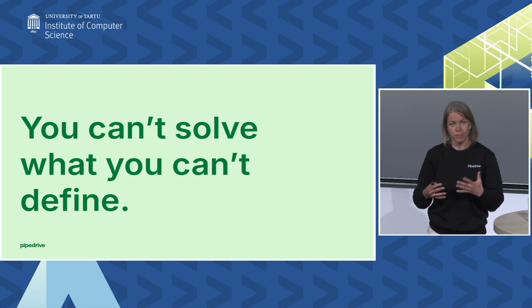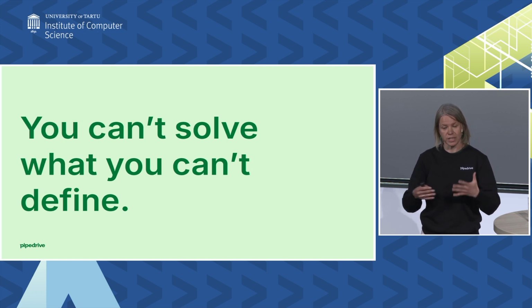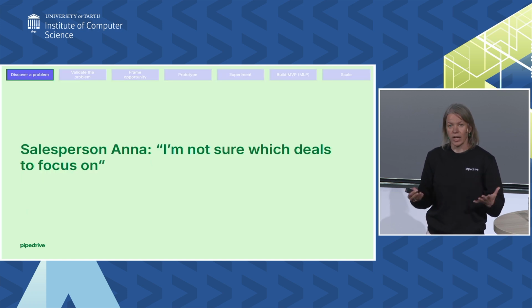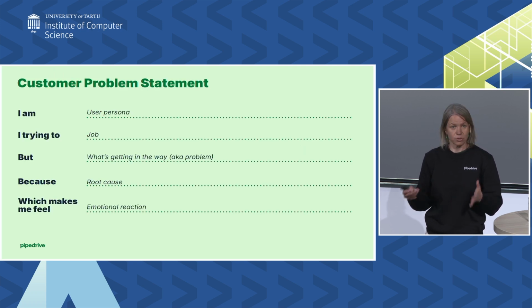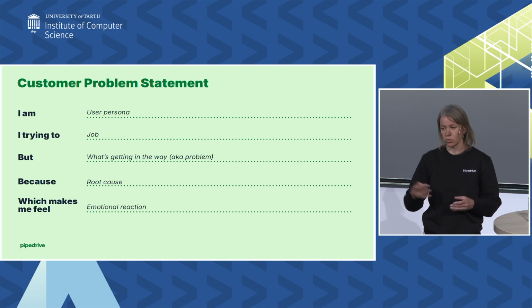So how are the teams aligned in Pipedrive? If we pick a problem, how we align is, let's say salesperson Anna from a small company says I'm not sure which deals to focus on. She comes in the morning, opens up Pipedrive, there are a lot of prospects, a lot of deals. Which one should I pick to work on today, basically? So that's the discovering the problem phase. And to be aligned with the whole team, we use a lot of playbooks in Pipedrive, but this is one of them: we really define the customer problem statement.